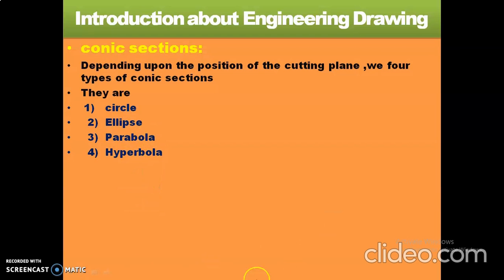So let us see one by one. What is circle? What is ellipse? What is parabola? What is hyperbola? How can we get the circle, the ellipse, the parabola, hyperbola? Once again listen. These are called the conic sections. We get these conic sections depending upon the position of the cutting plane. So we have four types of conic section.